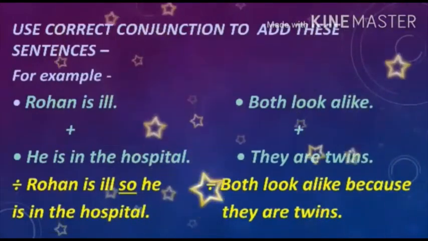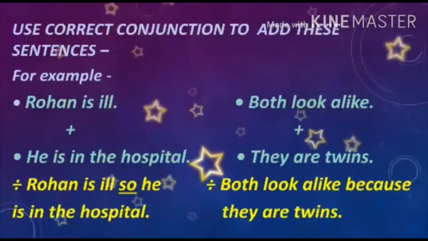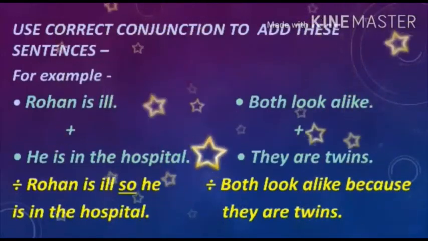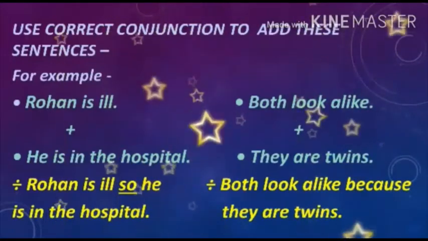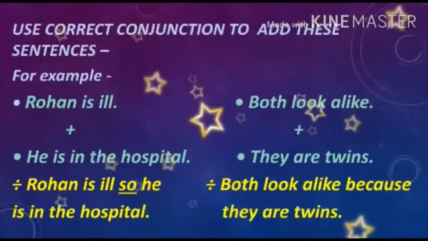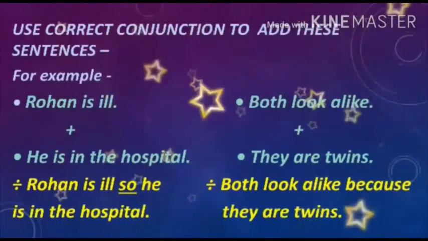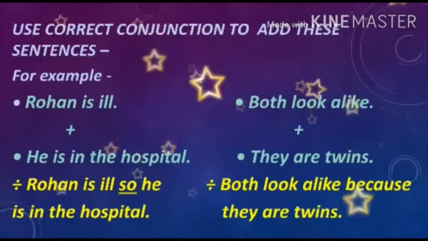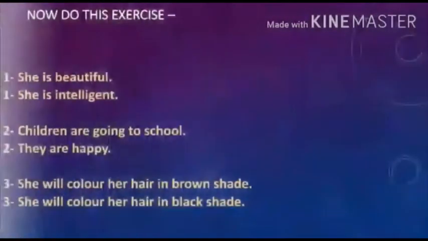The next example, both look alike. And the second sentence, they are twins. So what would be here? Both look alike because they are twins. Here they are twins is the reason. That's why we must use the conjunction because. So students, I hope these two examples are clear to you. Now let's move towards the exercise.